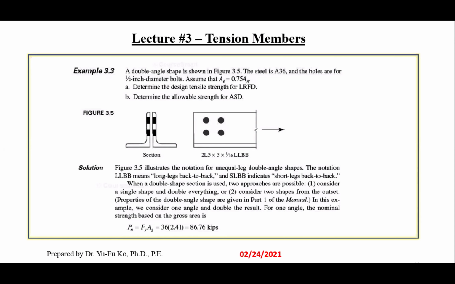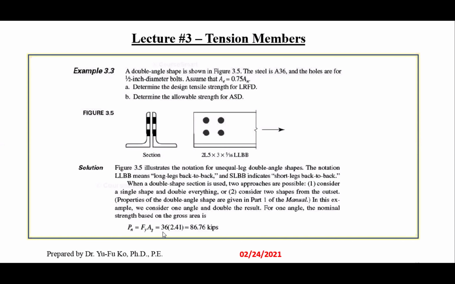So for double angle property, if you want to do approach 2, there is a double angle shape property in Part 1 as well. In Part 1, you have single angle, you also have double angle. So either way, you can do it. In this example, we use approach 1, meaning single angle, and then we double the result. So for one angle, let's start from the yield strength capacity check.